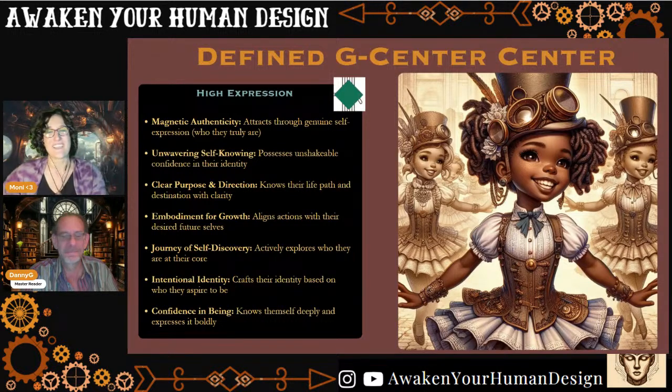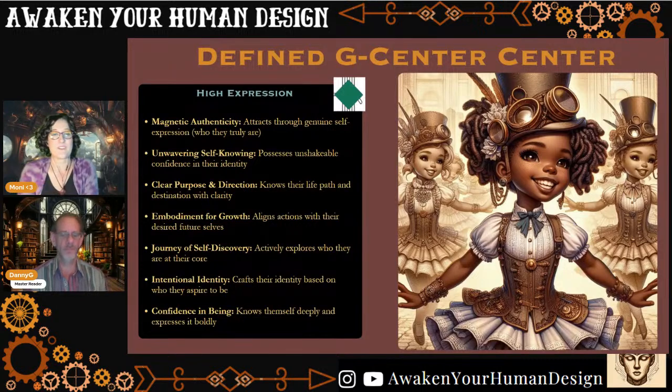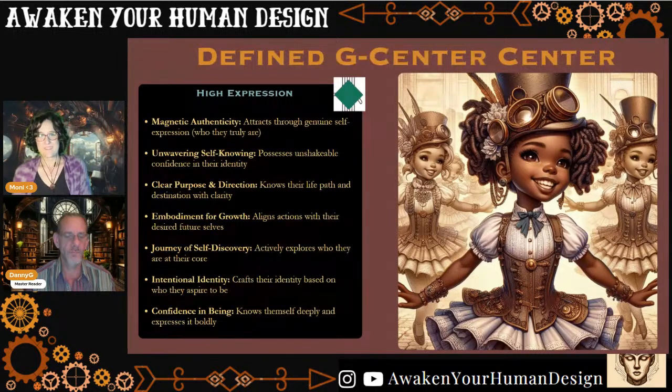High expression of the defined G center: magnetic authenticity that attracts through genuine self-expression of who they truly are. There's also an unwavering self-knowing, possessing an unshakable confidence in their identity, clear purpose and direction, knowing their life path and destiny with clarity. Embodiment for growth aligns actions with their desired future selves. There's a journey of self-discovery that actively explores who they are at their core, an intentional identity, crafting their identity based on who they aspire to be, and a confidence in being, knowing themselves deeply and expressing it boldly. It's lovely.